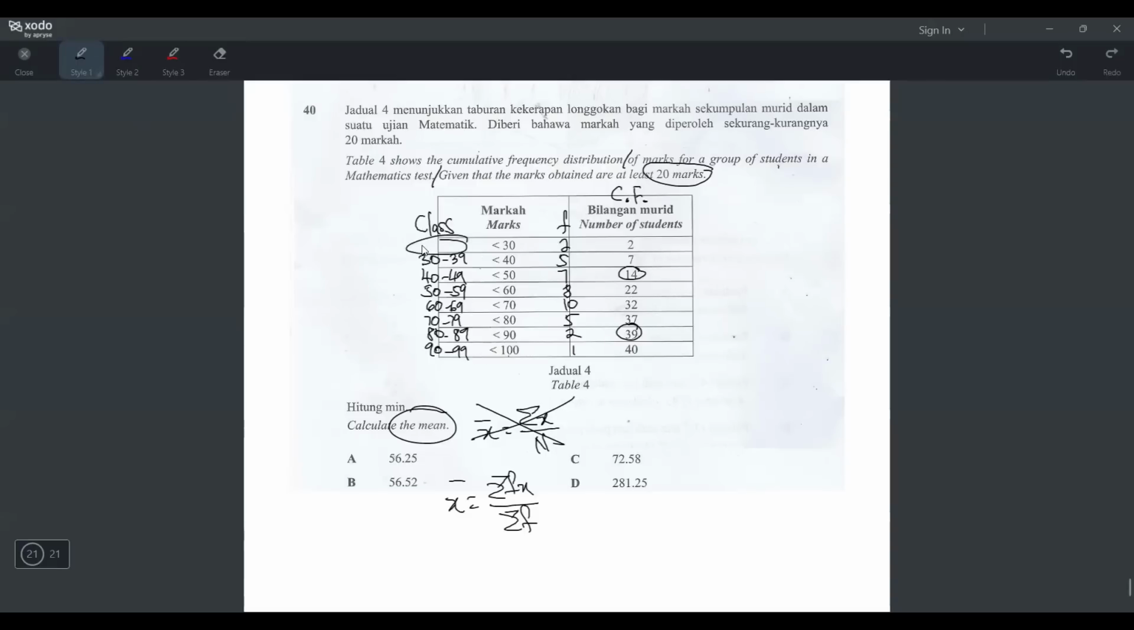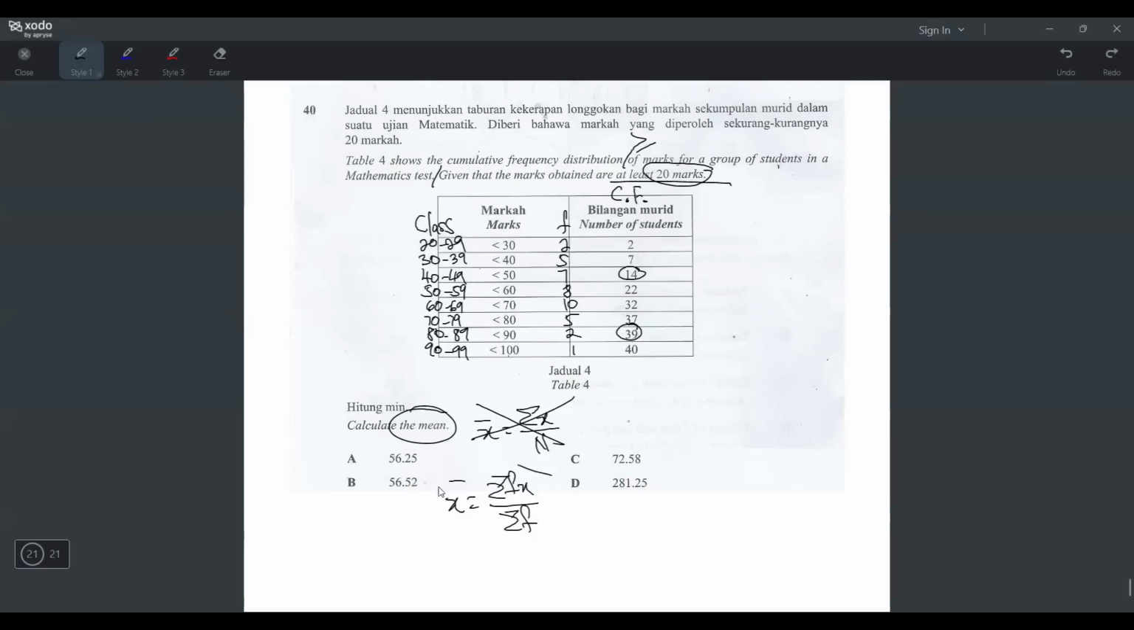Okay, what about the first one? Okay, they mentioned here at least 20 marks. So this one confirm is 20 to 29. Because at least means bigger or equal. It means every student is at least 20 marks. It means 20 or more. So there is a student with 20, the lowest is only 20. So it's like 20 until 29. This is the lowest marks. Okay, lowest class. All right.